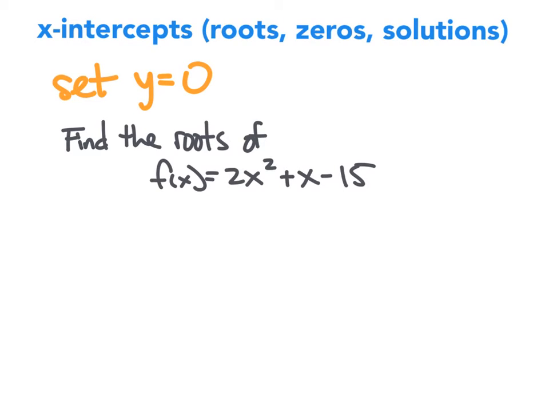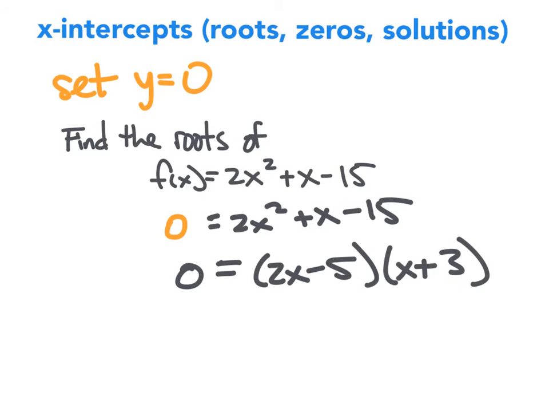Alright, for x-intercepts, which again can be called roots, zeros, or solutions, all we have to do is set y equal to 0. So let's say we were looking at a problem that said find the roots of 2x squared plus x minus 15. I'm going to replace the y with 0, and now to solve this I'm going to have to factor. If you don't remember how to factor something like this, feel free to pause the video, go to Khan Academy, type in factoring, there's plenty.